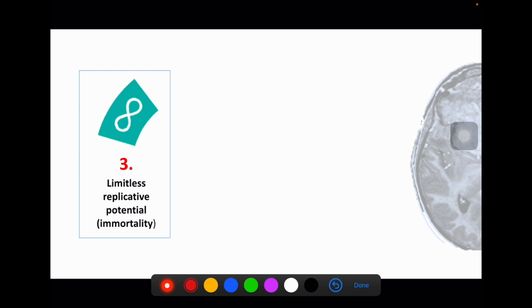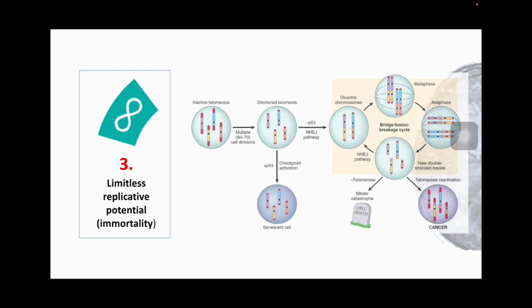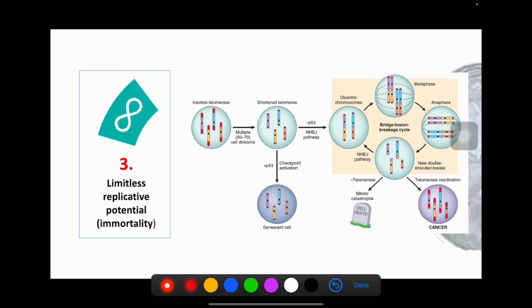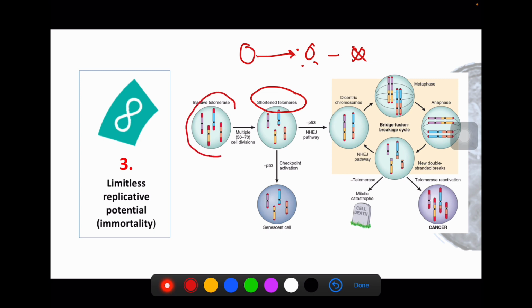Number 3, limitless replicative potential, or immortality. As you have learned before in the cell senescence lecture, a cell is supposed to die. It's supposed to become old, and later on it will die. So what controls this? It's because of the telomeres. In normal cells, the telomeres become shortened with time, and later on the cell becomes old.